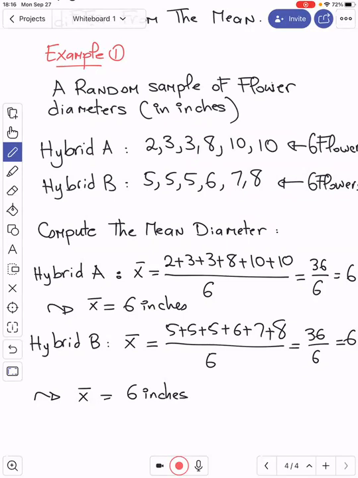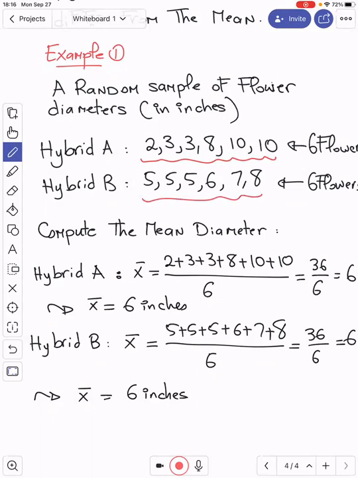Okay, so both hybrids have the same mean diameter, right? Both means are equal to 6. But if you compare the diameters of the two hybrids, as you can see here, the first hybrid has more variation compared to hybrid B. Okay, so hybrid B is more constant.